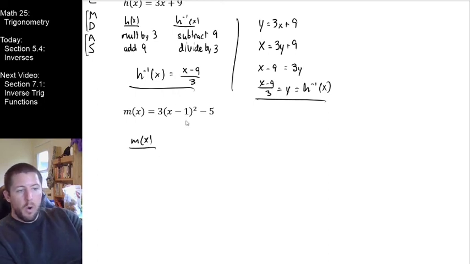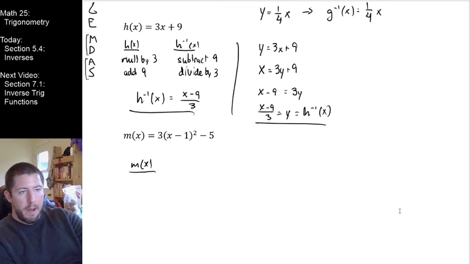M of x. What are the operations in order that we're performing on x? And I'm going to follow my order of operations. Order of operations says grouping symbols first. So the first thing that happens to x is we subtract 1. The second thing that happens now that we've subtracted 1 is we square it. After we've squared it, we multiply by 3. And after we've multiplied by 3, we're going to subtract 5.